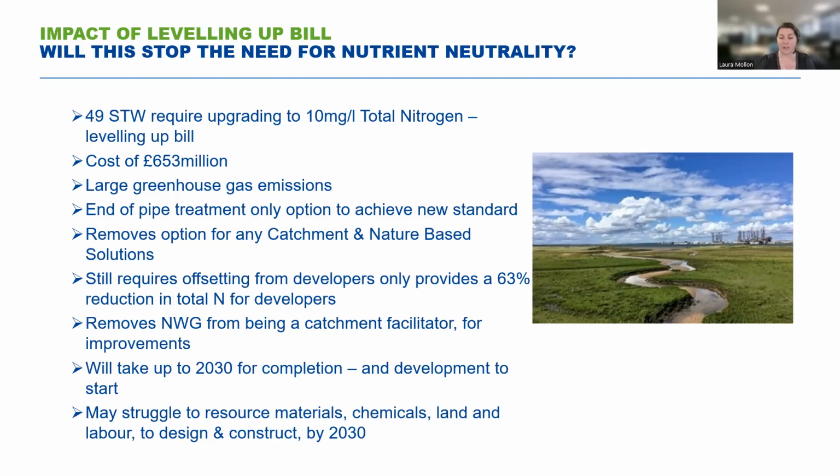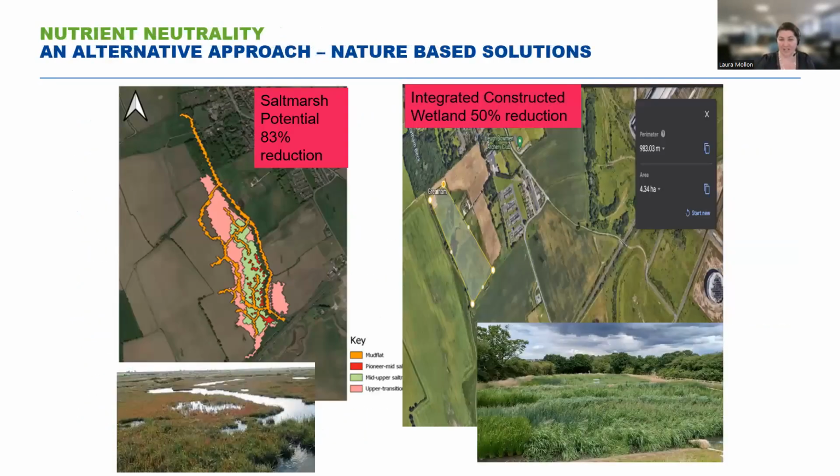This is 49 sewage treatment works. With that, on top of all of the other plans that we have to do going forward for investment, it would be a really tough thing to achieve by 2030. So what would we like to do instead?